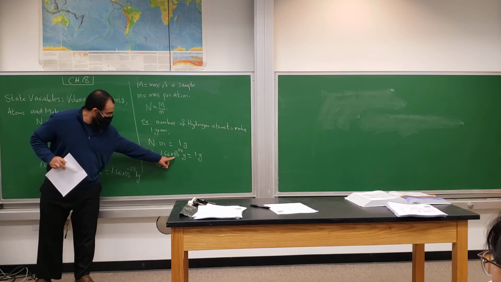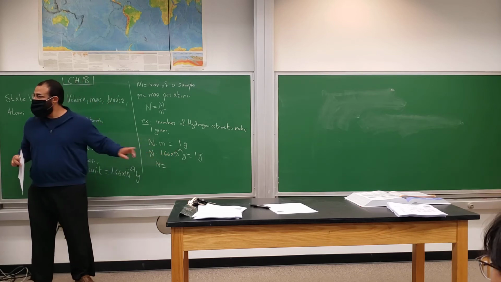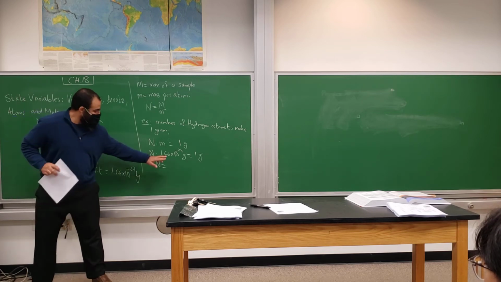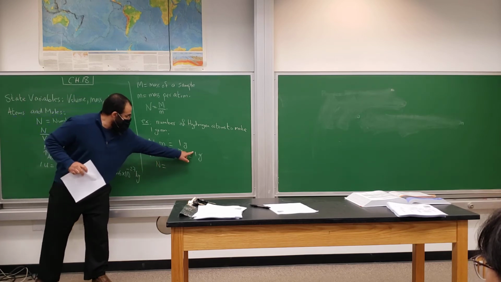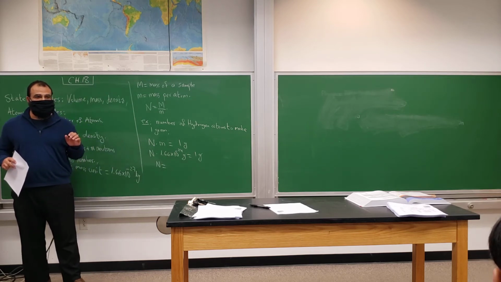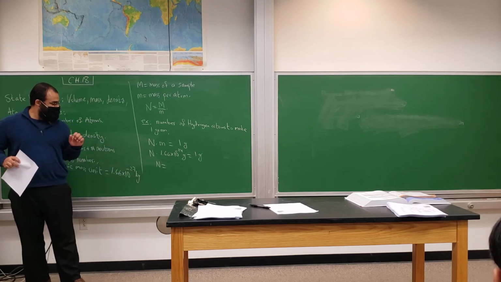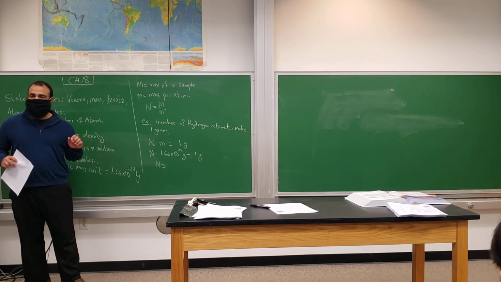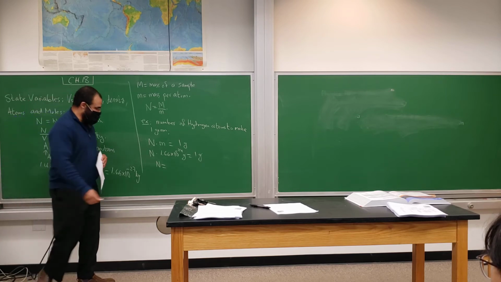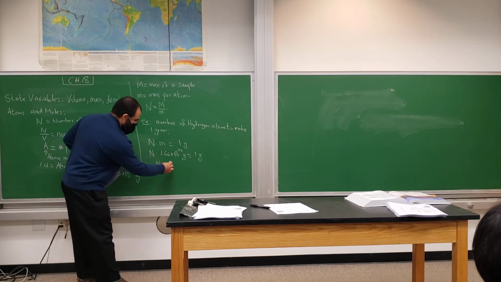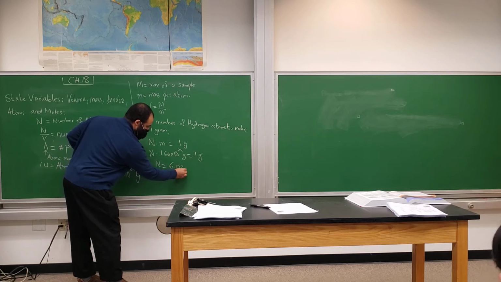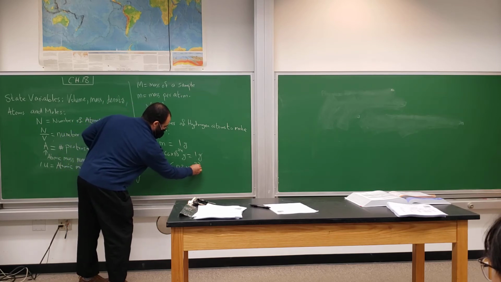It's 1 over 1.66 times 10 to the minus 24, but without the minus in the exponent. So you did the division, 1 divided by 1.66, and got 0.6 times 10 to the 24. It's 6.02 times 10 to the 23.